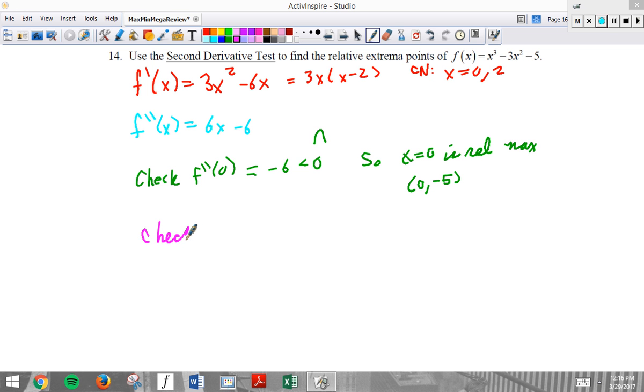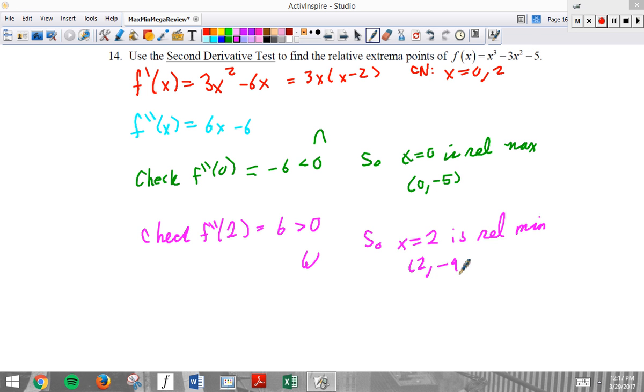Check f double prime of the other critical number, 2. I would get 12 minus 6, positive 6, which is greater than 0, concave up, smiley face. So x equals 2 is rel max. Min. Why do I keep getting backwards? Min max. 2 comma 8 minus 12, negative 9. Done.